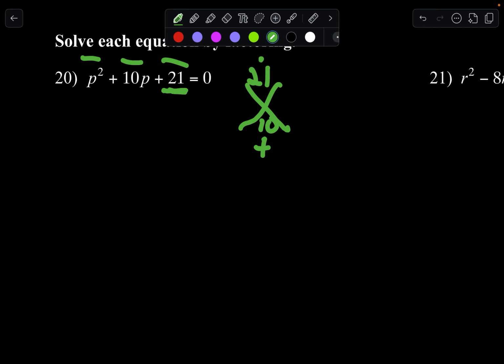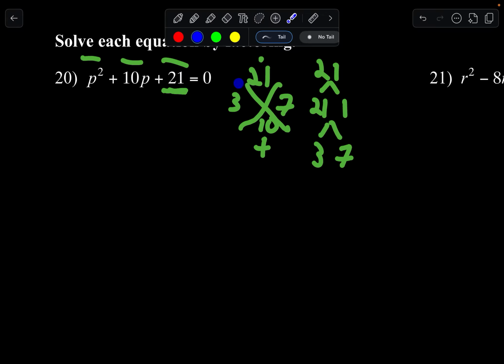So you have to think about what times what gives you 21. There's only 21 and 1. That won't work. And then there's 3 and 7. And that will work. Okay? So we can double check it. 3 times 7 is 21. 3 plus 7 is 10. It works. So we can rewrite this quadratic into intercept form or factored form.